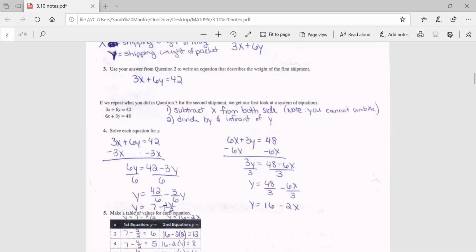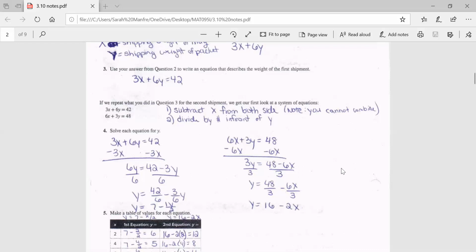Okay? And then I'm going to do the same thing for this one. So I'm going to subtract 6x from both sides. So I'm left with 3y is equal to 48 minus 6x. And then I'm going to divide the whole thing by 3. So 48 divided by 3 is 16, and negative 6 divided by 3 is negative 2.